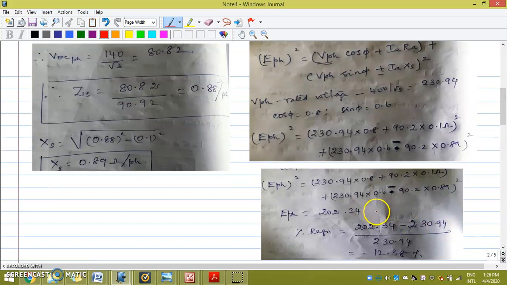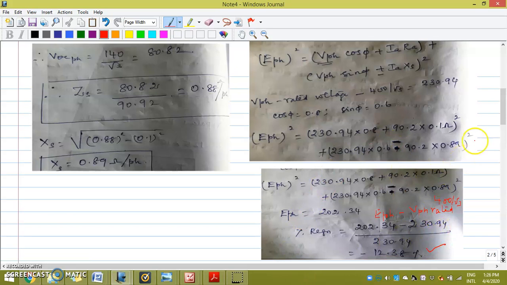Percentage regulation is E phase minus V phase rated. You should not get confused. This is not V phase or VOC at 4 amps. No, this is the V phase rated. It is nothing but 400, your line voltage they have given in the numerical, divided by root 3. That is nothing but 230. From this you will get the percentage regulation. Hope you are understanding this point.